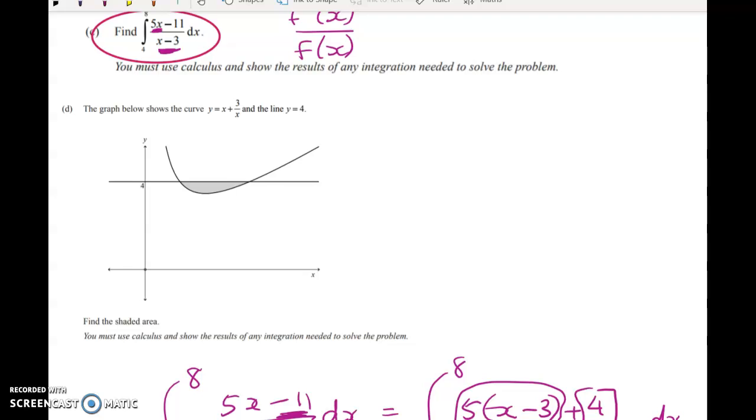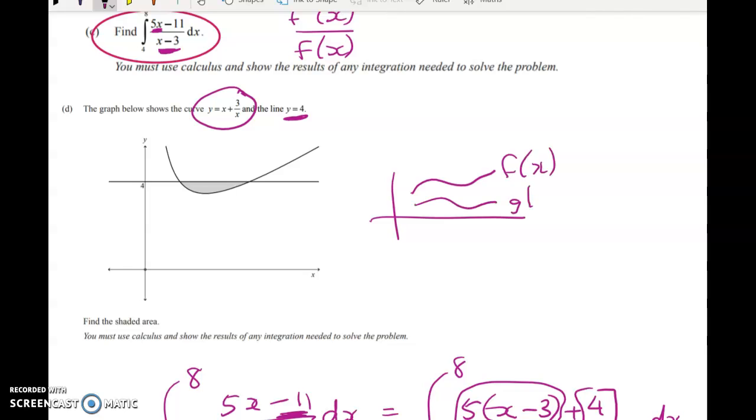Okay, so on to the second question, which is a bit more interesting. The graph shows us the curve this and the line of this. And we have to find the shaded area. So there's nothing too bad about this question. This is the kind of classic pattern where we've got a function here and we've got a function here, g of x. And if we want to find the integral, the area between those two curves, this is what we need to do. We have to do f of x minus g of x.